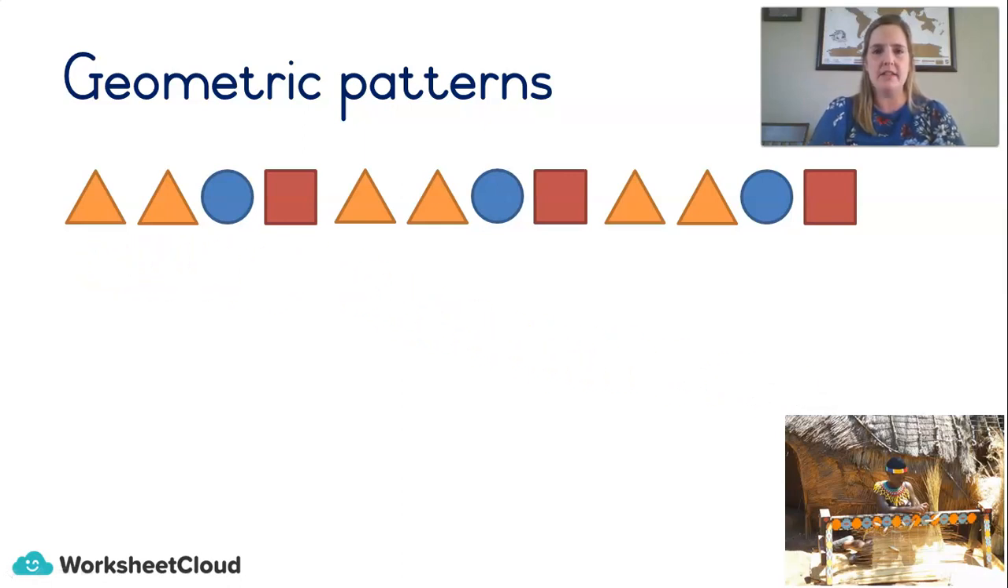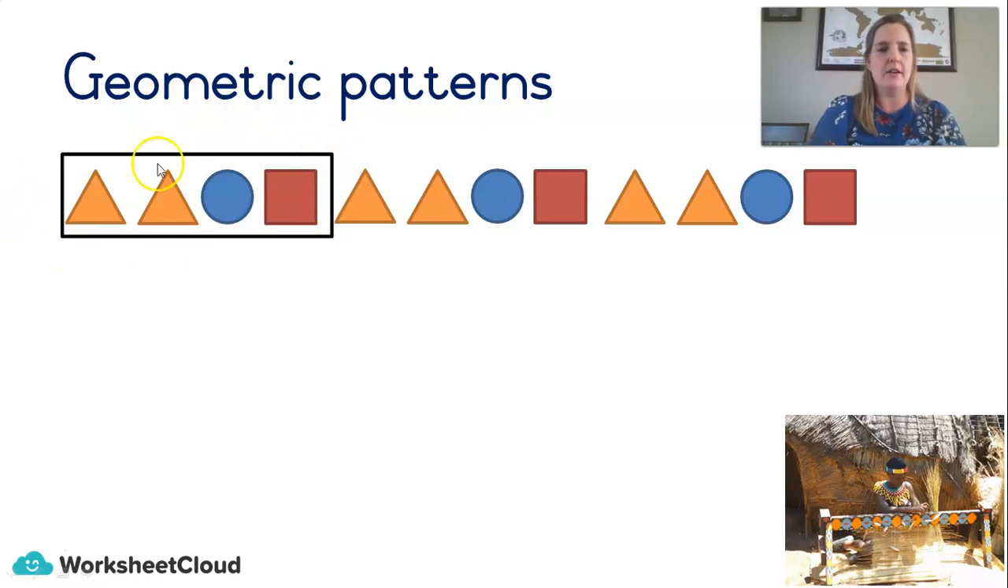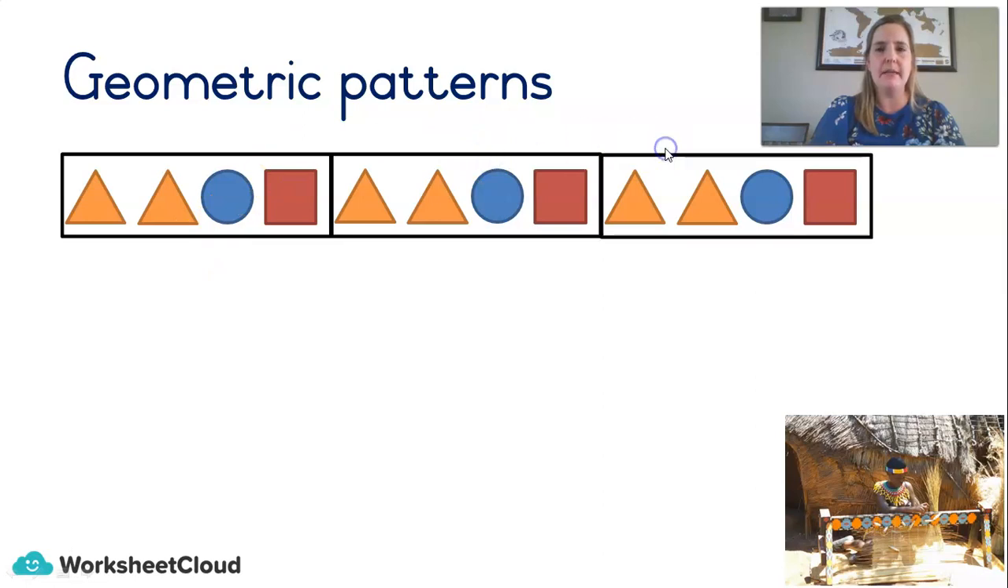Now the best way to see a pattern is to just say it to yourself. Triangle, triangle, circle, square. Triangle, triangle, circle, square. Do you see? It repeats itself and the colors repeat itself. So there we've got our first pattern that's going to repeat and repeat. A geometric pattern repeats itself. And the colors repeat itself too.